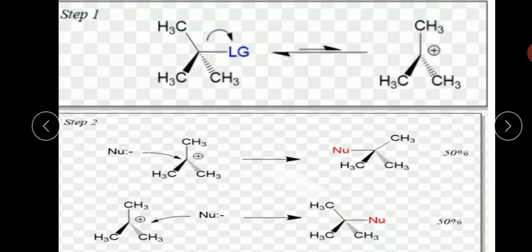See the mechanism of the SN1 reaction. The first step of the SN1 reaction is that the leaving group leaves and a carbocation forms. Then the second step is that the nucleophile attacks this carbocation, from the backside and from the front side. These two products are possible. It is a racemic mixture.